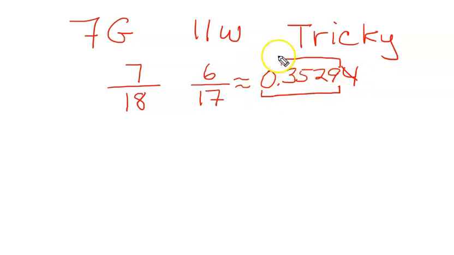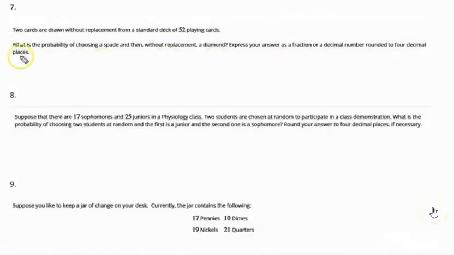So this one's a little tricky. Here you've already selected one. They're not asking if you were going to select both of them in this order. If you were doing it that way, then you would just multiply these. But in this case, they're only asking for this. Okay. Take a moment to read this over.